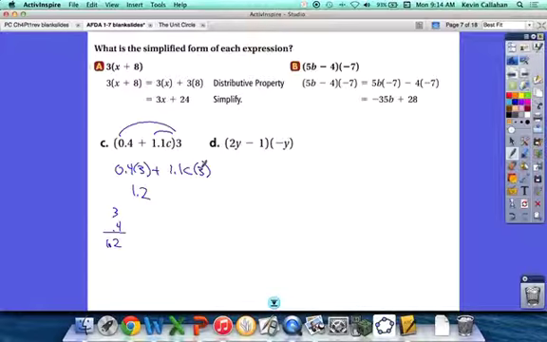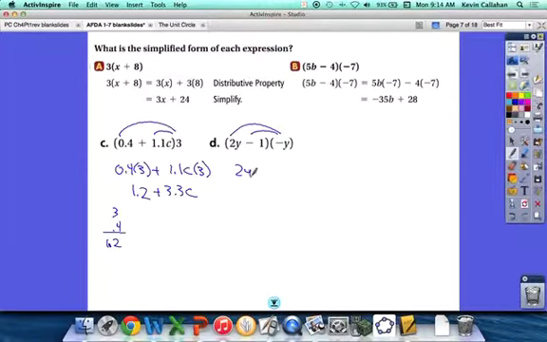And then 3 times 1.1c. What's 3 times 1.1? What's 3 times 11? 33. Move the decimal point over 1, right? So plus 3.3c. How about this one?